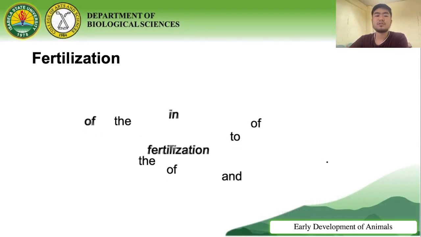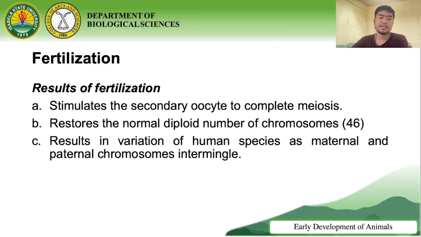Okay? So what are the results of fertilization? First, it stimulates the secondary oocyte to complete meiosis. And it restores the normal diploid number of chromosomes. Yung mga gametes natin, we know that they have a haploid number of chromosomes due to the meiotic division. And with fertilization, it restores the normal diploid number of chromosomes, which is 46 in humans. And it results in variation of the human species as maternal and paternal chromosomes intermingle.